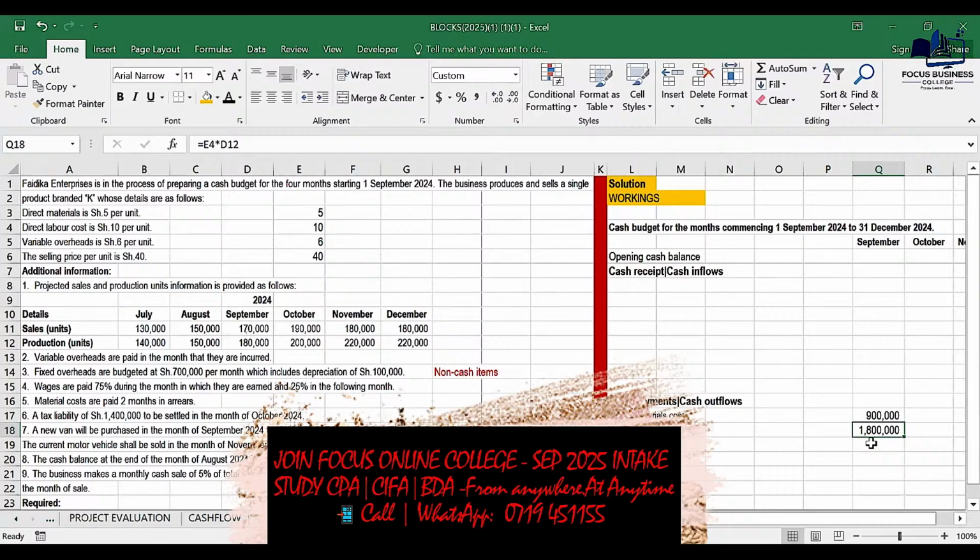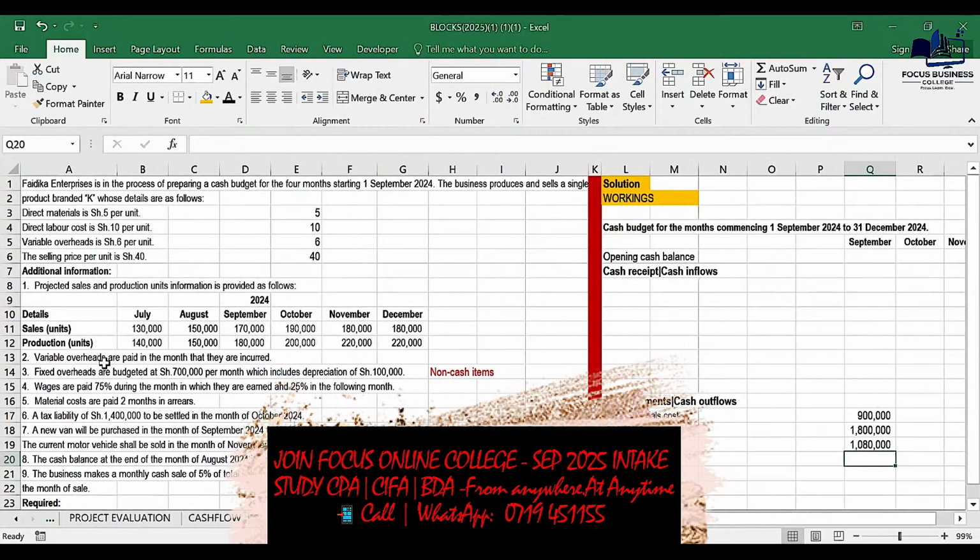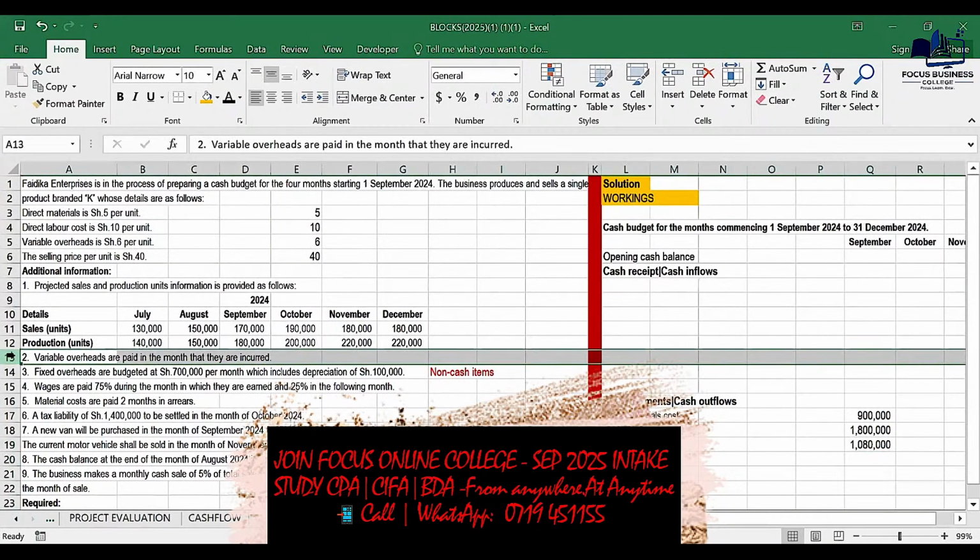Yes. So then the variable overhead in September, I will take the variable overhead per unit here times the units to be produced, these ones. It is also important for you to see what you are told in note number 2. The variable overheads are paid in the month they are incurred. So the direct material cost for September, and also the direct labor cost and variable overheads for September, were paid in that month.